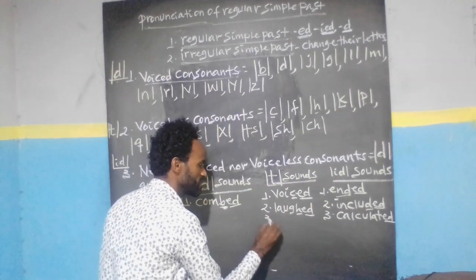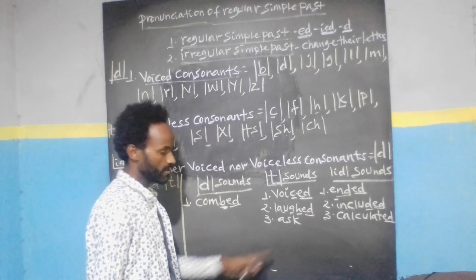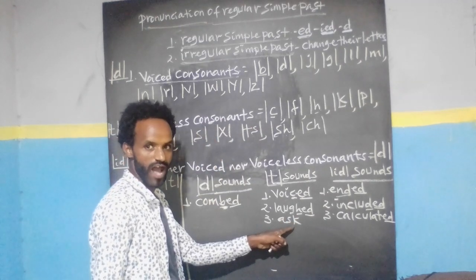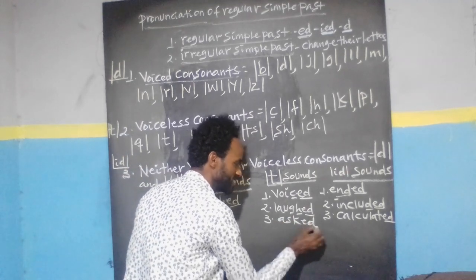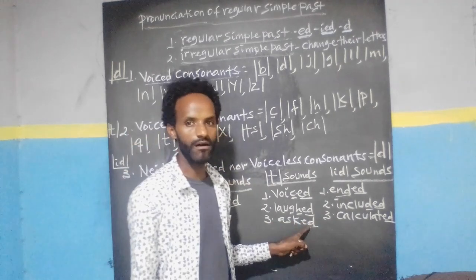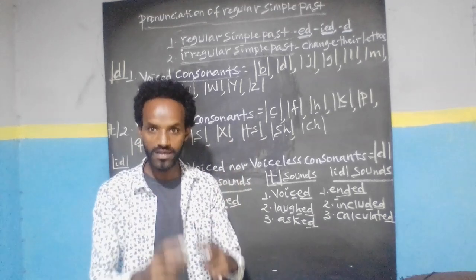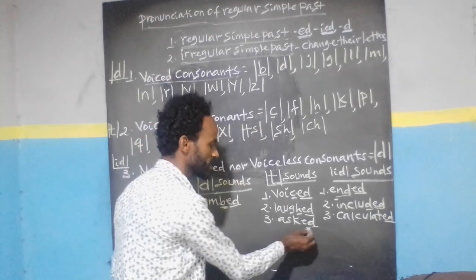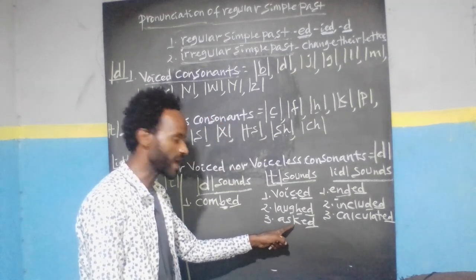And it says what? Question number 3. Ask. It says what? Ask. Ask is ended with K before adding what? Ed to make it simple past. So when I add ed to make it simple past, it becomes what? Asked. Please don't say "asked" with a D sound. Rather, it is better or preferable to say "asked" with a T sound. Before ed, there is K.